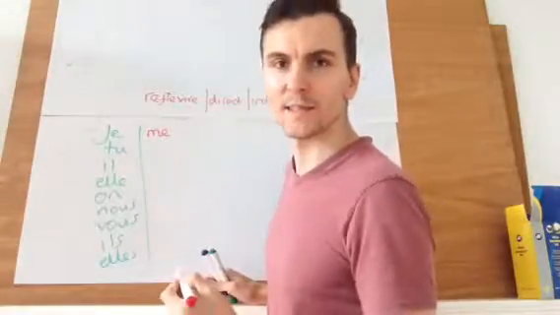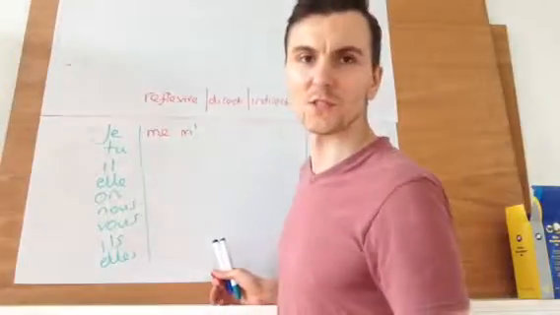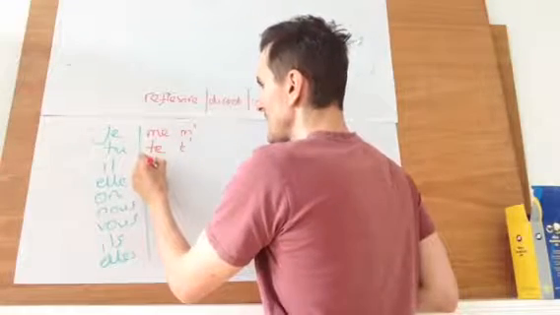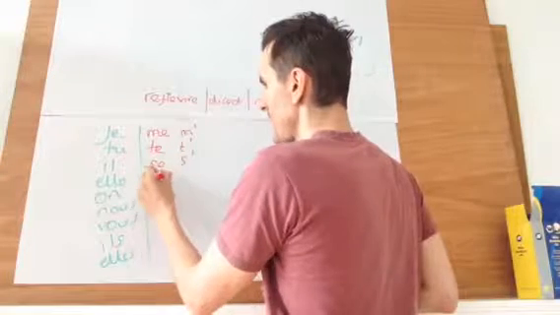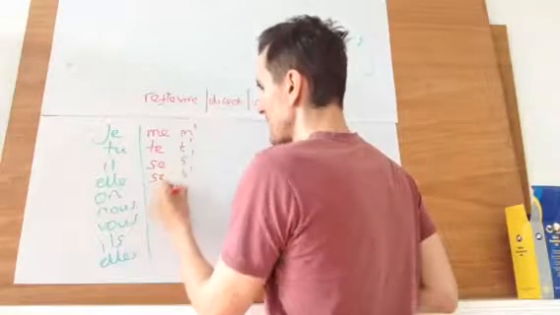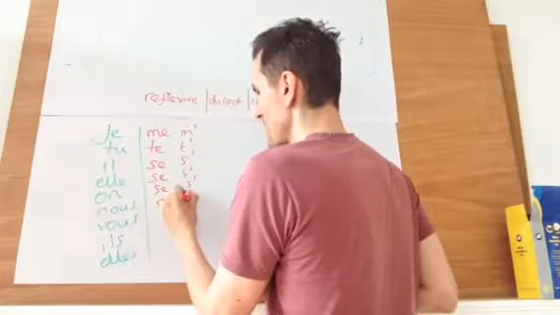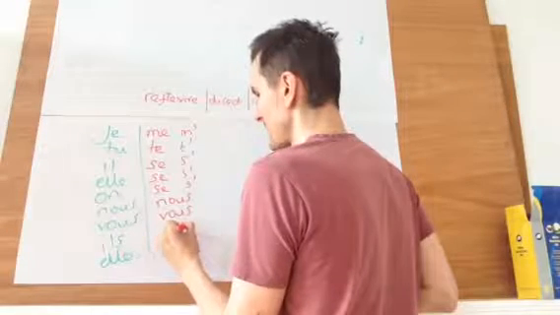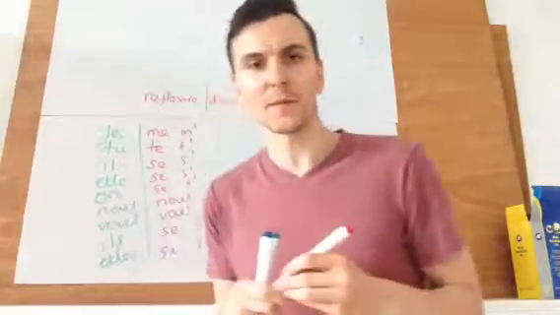Or can I stress M apostrophe? Yeah, it could be M if your word started with a vowel. We'll talk about that in a second. T or T apostrophe. Il is ce, S apostrophe. Elle is also ce, S apostrophe. On is ce, S apostrophe. I'll come to it. Nous is the same word. Vous is the same word. Il is S apostrophe. S-E or S apostrophe. So let's literally talk about this.